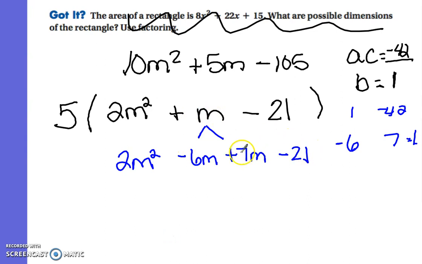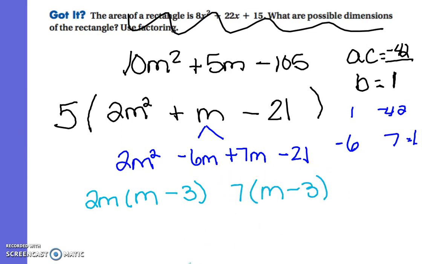The 7 and the 21 have something in common, and I guess the 6 and the 21 would too. But the 2 and 6 have something in common. So I'm going to group these two together and factor out a common factor, which is 2 and m. And 2m squared divided by 2m, so it's just m left, and then a negative 3. And then here, what do I have in common here? Well, 7 can come out of both of them, and then m minus 3.